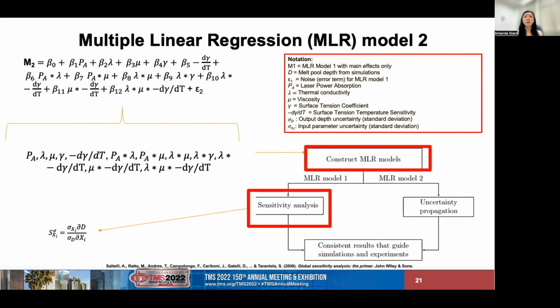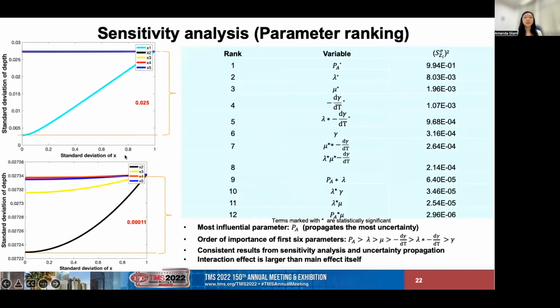And so right now, I would just go into the sensitivity analysis, which makes use of sigma normalized sensitivity indices as defined here to rank the 12 parameters based on their importance. And again, we define another multiple linear regression model, and we use the coefficients to estimate the partial derivatives. And we include a normalization factor in order to prevent the units from coming into play. And this is the result of the sensitivity analysis.